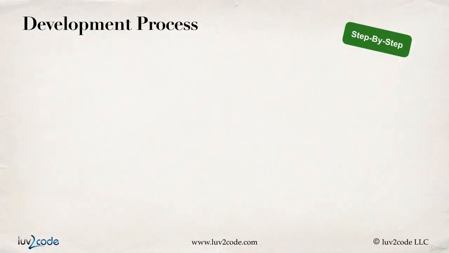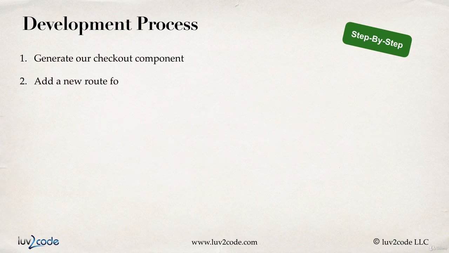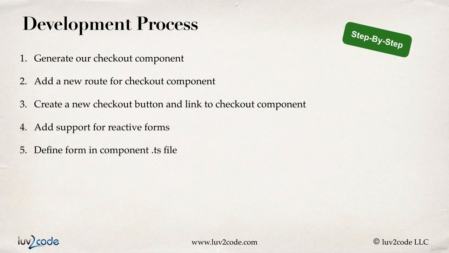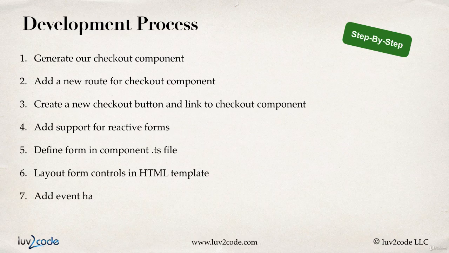Okay, so in terms of form construction and layout, here's our development process. The first thing that we'll do is we'll generate our checkout component. Then we'll add a new route for the checkout component. Next, we'll create a new checkout button and link it to that checkout component. Then we'll add support for reactive forms. We'll define the form in our component.ts file. Then we'll lay out the form controls in our HTML template. And then finally, we'll add an event handler for the form submission.